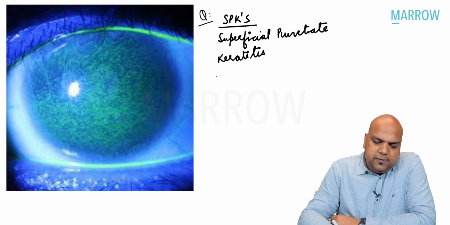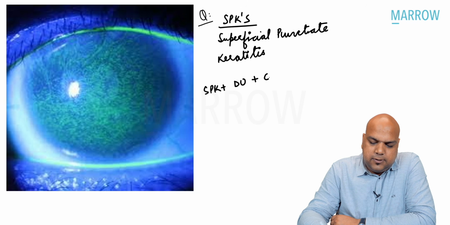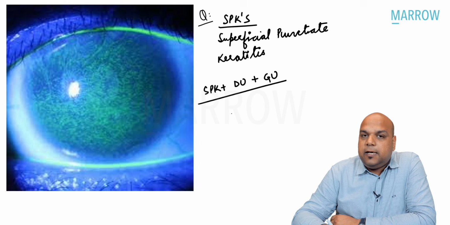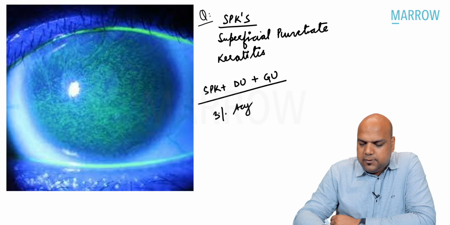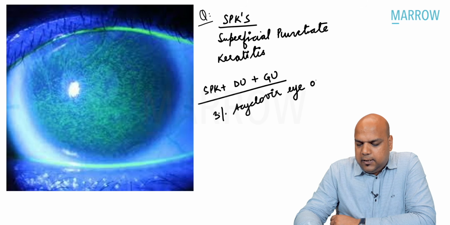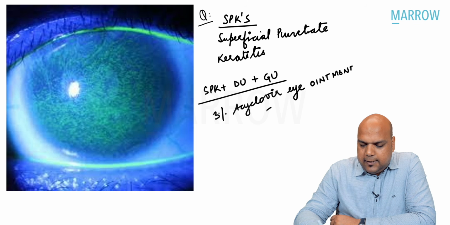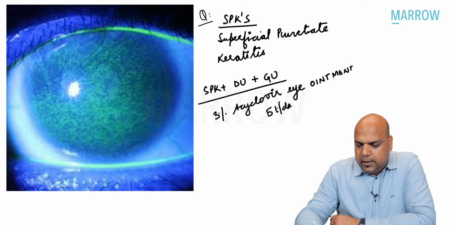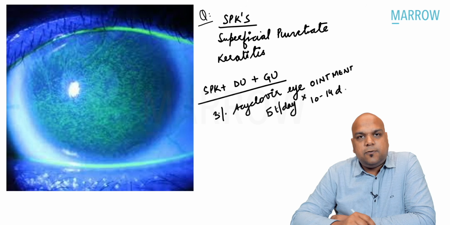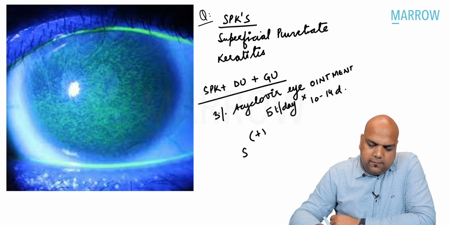So all these three that we saw, SPK plus dendritic ulcer plus geographic ulcer, have a common treatment. What is the common treatment? Yes, I know you remember, I'm just trying to revise it because it is an important thing. Acyclovir 3% eye ointment. That's the key. And it has to be put 5 times per day for around 10 to 14 days. That's the dosage of it, right? What is not given here? Steroids are not given here.